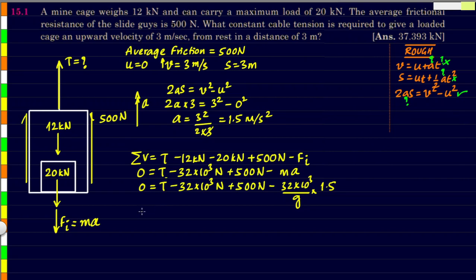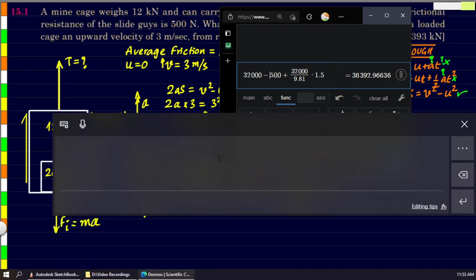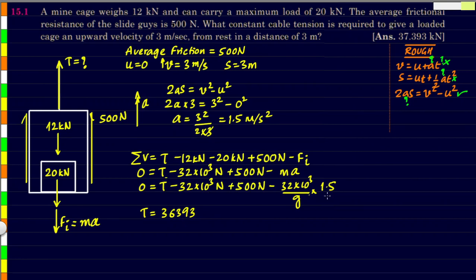To find the value of tension, we need to send all these values to the other side. When we do that, their signs will change, and this is the value we get. Since all the values we had converted into newtons, this value is in newtons. If you want, you can convert this into kilonewtons by dividing it by 1000. So now this is the value of tension in kilonewtons. That's our answer. That's it for this video.